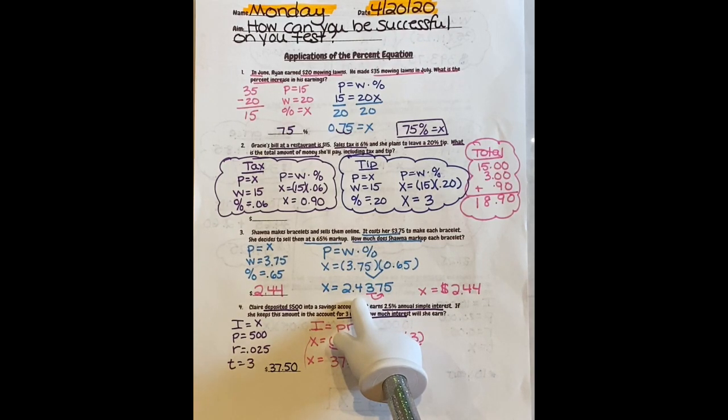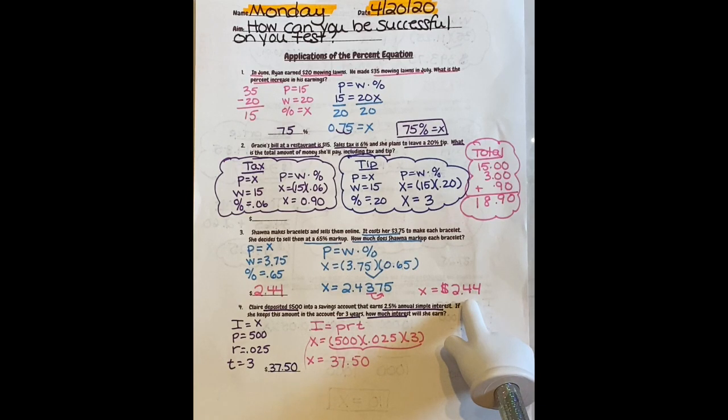Money always has to be rounded to the nearest cent, and cents goes to the hundredths place. So I'm going to round my hundredths place. The thousandths place is a 7, which tells me to bump my 3 up to a 4. So I would get $2.44. And that's my amount of markup. That's how much they would increase the price by.